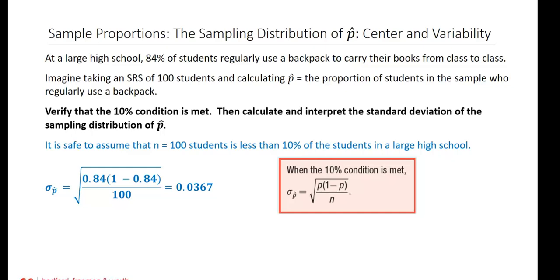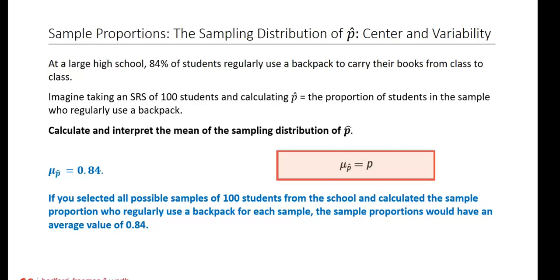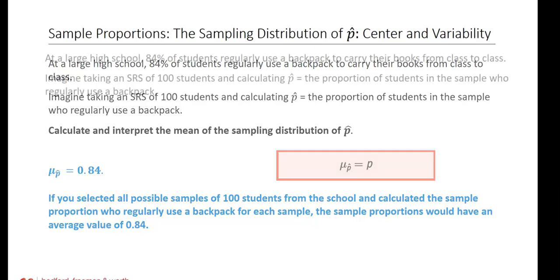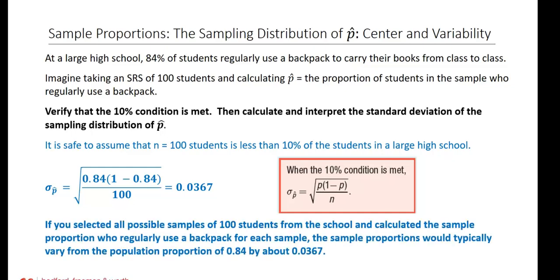So you would plug in the numbers for this one, and you get a standard deviation of 0.0367. It says interpret that value. Similar to the wording of the last one, you start out the same. If you selected all possible samples of size 100 from the population and calculated the standard deviation, it is 0.0367. The sample proportions would typically vary from the population proportion of 0.84 by about 0.0367.